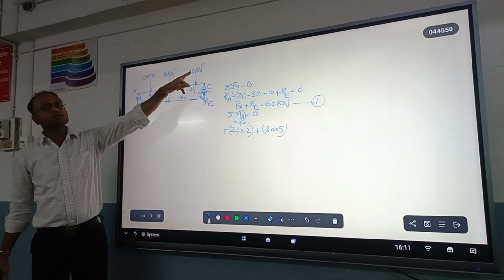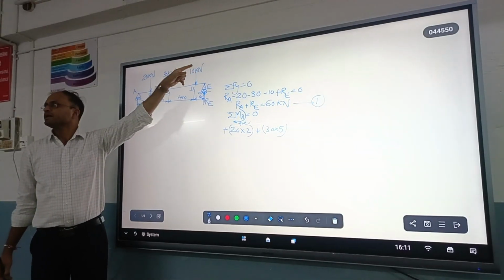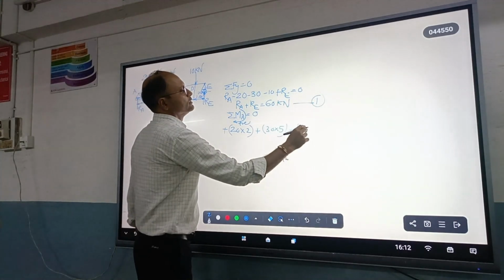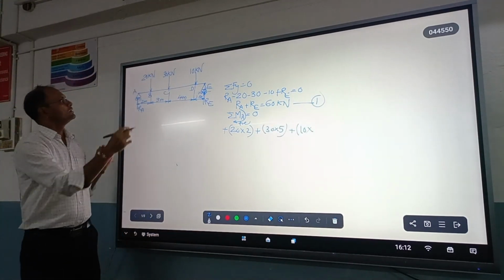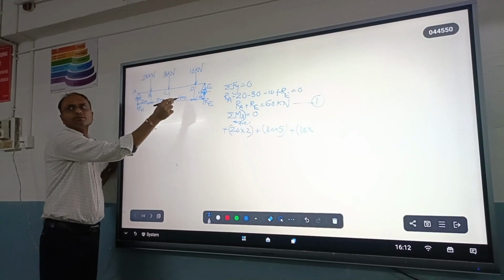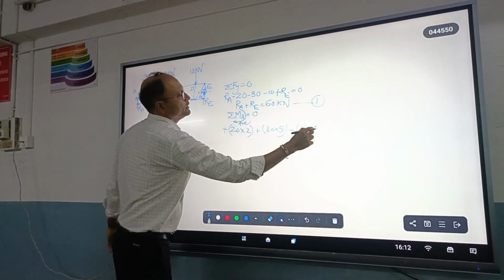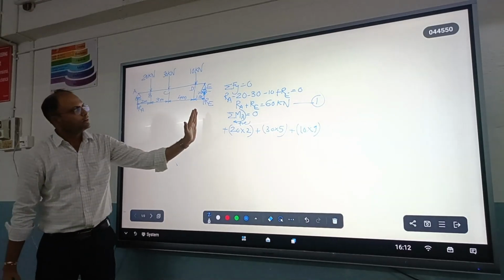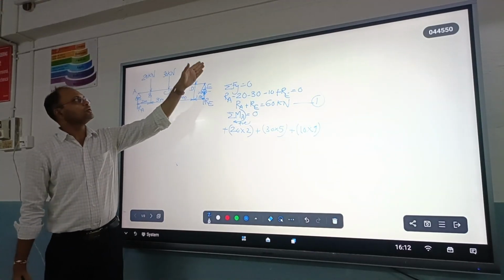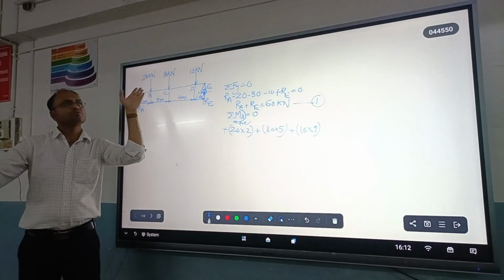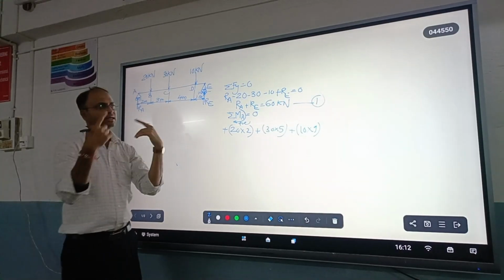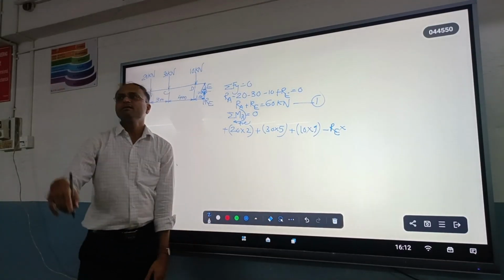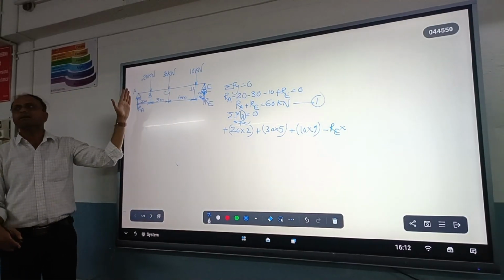Okay. Next is 10. Again it is producing clockwise. So plus 10 of distance 9, that is 2 plus 3 plus 4, equal to 9. What is last? Re, the reaction, is producing anti-clockwise movement. So it will be minus Re multiplied by the distance of Re from point A.